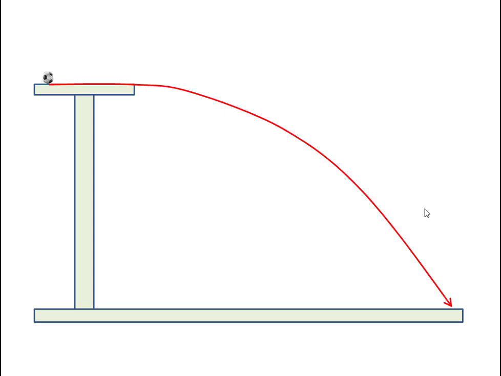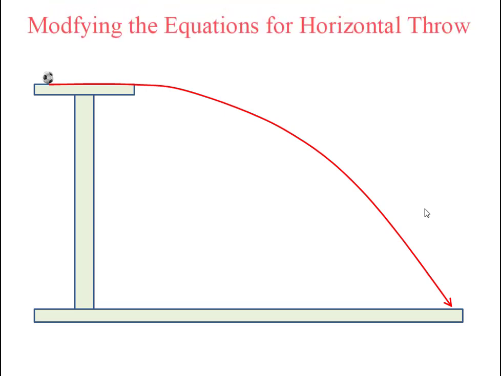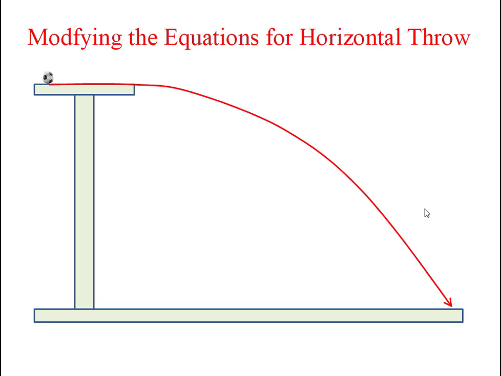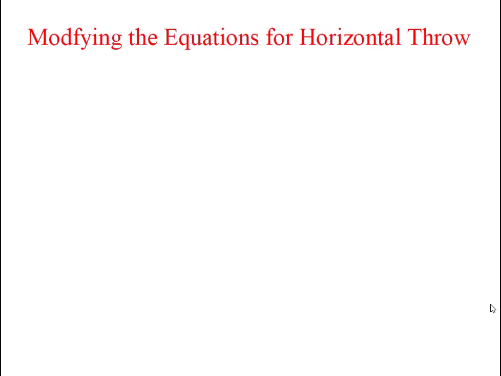Let us see something which is thrown horizontally. Modifying the equations for a horizontal throw. In a horizontal throw, because it is thrown completely horizontally, the x component of the velocity is u, and the y component of the velocity becomes 0. This is a two-dimensional motion. I brought it here only because I want you to compare and I want to teach you how to make some modifications to the kinematic equations so that we can even solve these kinds of problems, but this is in fact a two-dimensional problem.